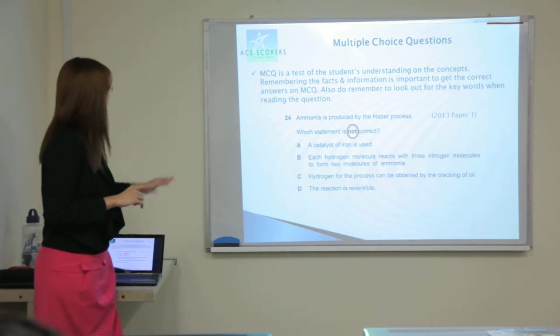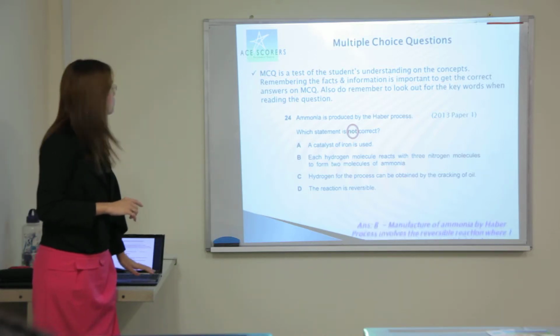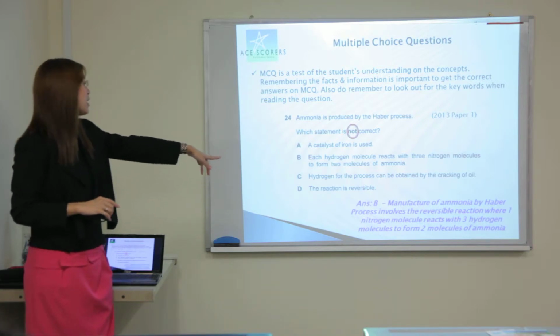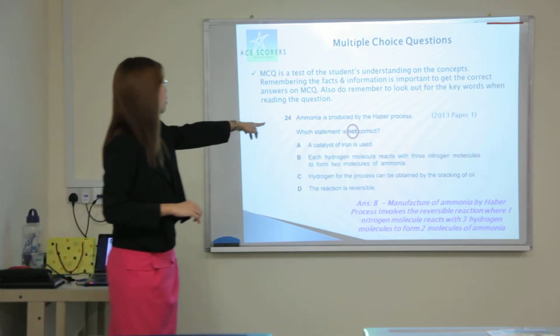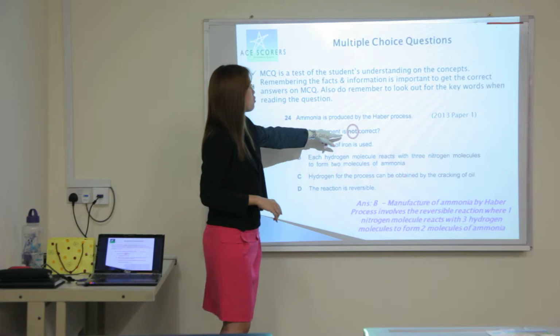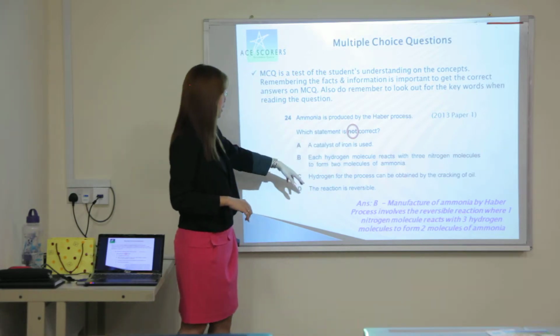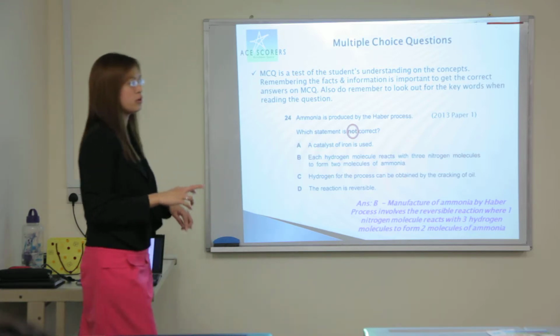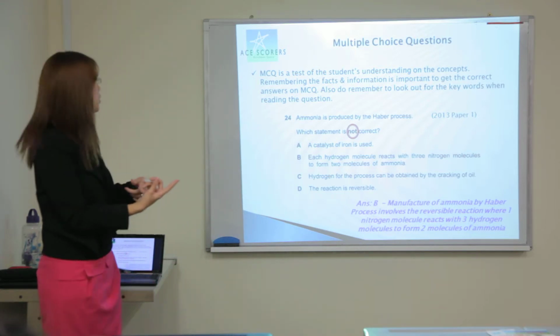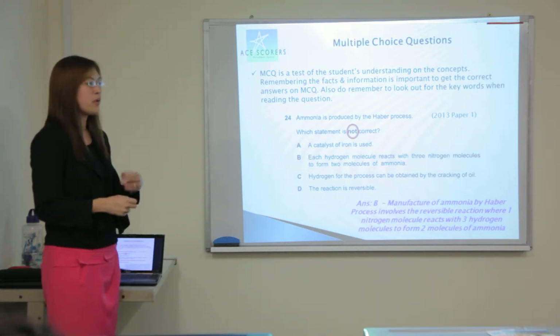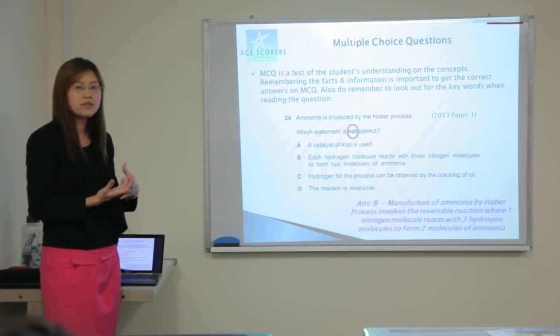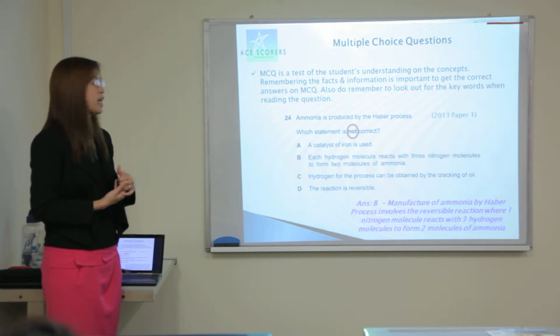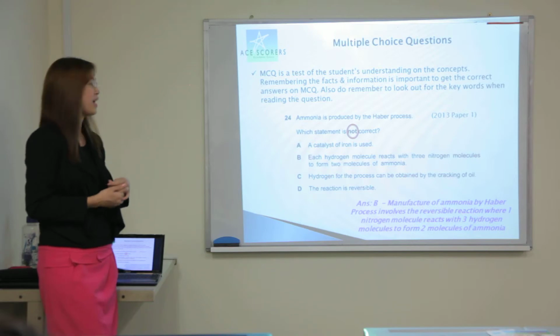Alright? Okay, so in fact the answer for this is B, because with keywords such as not correct, you have to make sure that you choose the incorrect statement. So for B, it's an incorrect statement because the ratio should be the other way around. There should be three volumes of hydrogen versus 1 volume of the nitrogen. Alright?